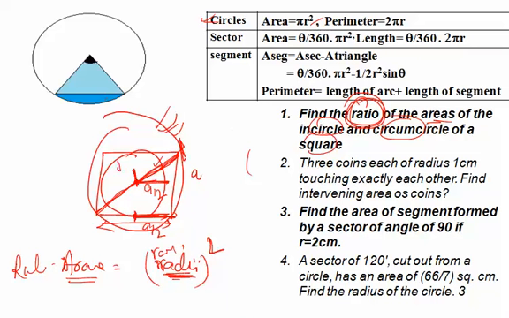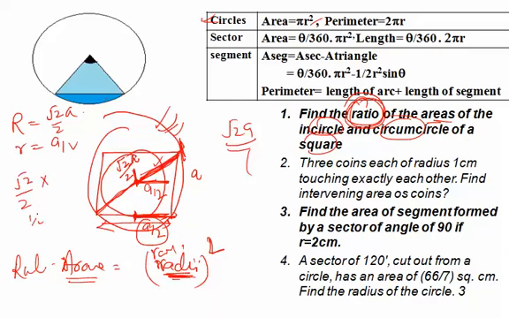Root 2a is actually the diagonal of the square, and root 2a by 2 is the radius of the external circle. So the radius of the bigger circle is root 2 by 2 a, and the smaller circle is a by 2. The ratio of these two is root 2 by 1, and the square of root 2 by 1 is nothing but 2 by 1. That is your answer.